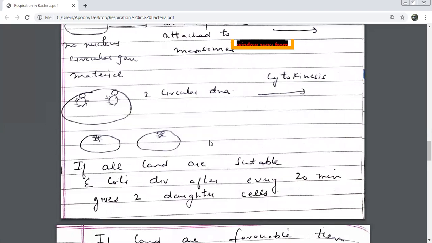If all conditions are suitable, E. coli divides after every 20 minutes. After every how many minutes will E. coli divide?